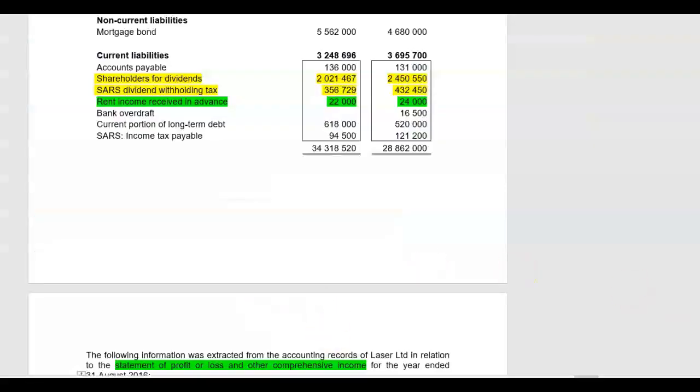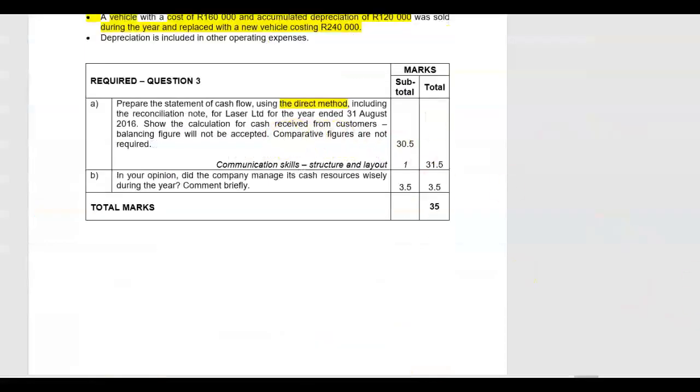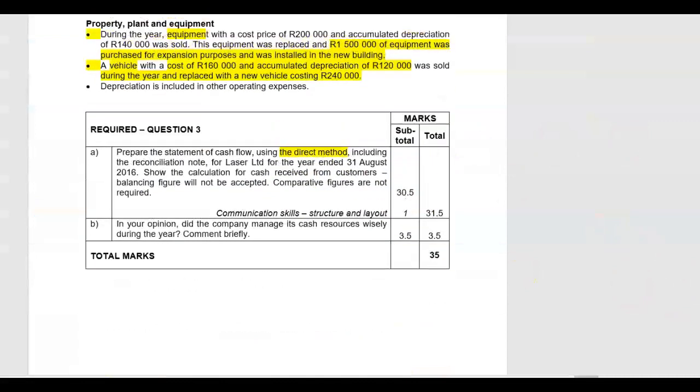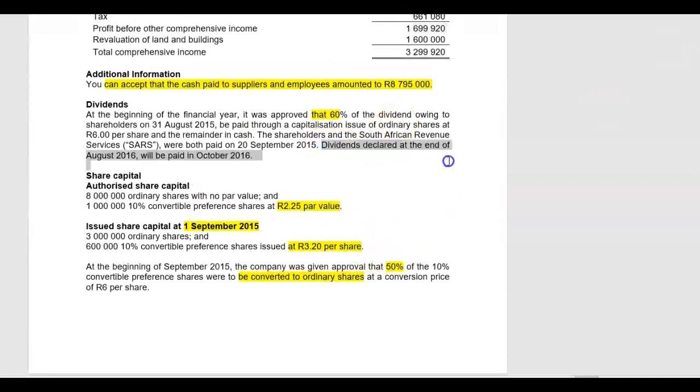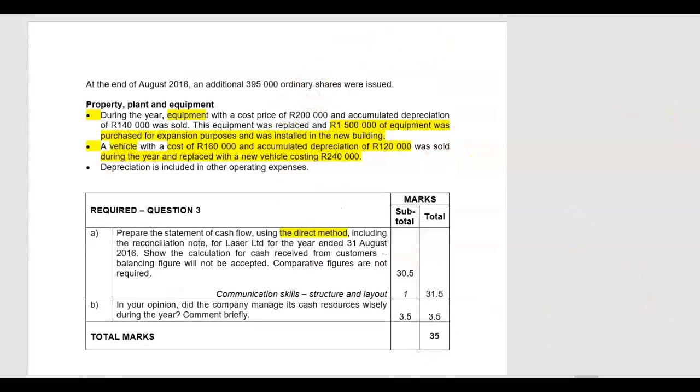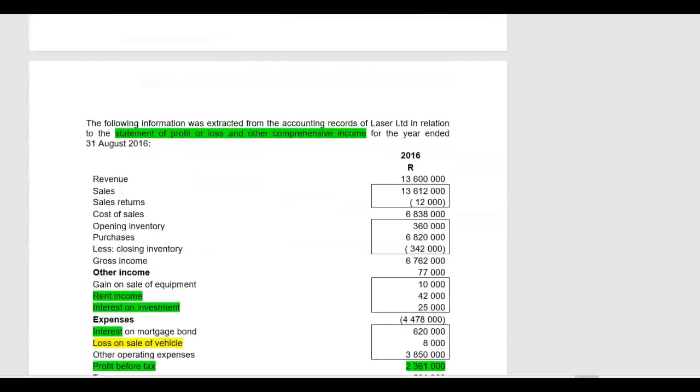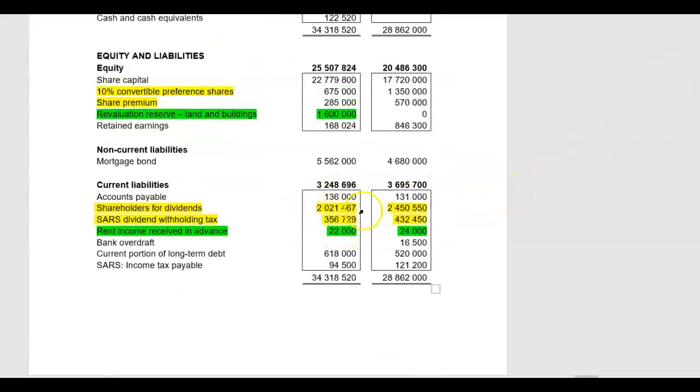So if I had omitted in this question this little sentence, that dividends declared at the end of the year, dividends declared at the end of August will be paid in October 2016, which is the next financial year. So I could have omitted that. I could have let you calculate a final dividend because I gave you all the shares. Or alternatively, I could have just kept quiet and gave you a different closing balance there. And then that would have meant that we had paid something of those dividends as well for the year.